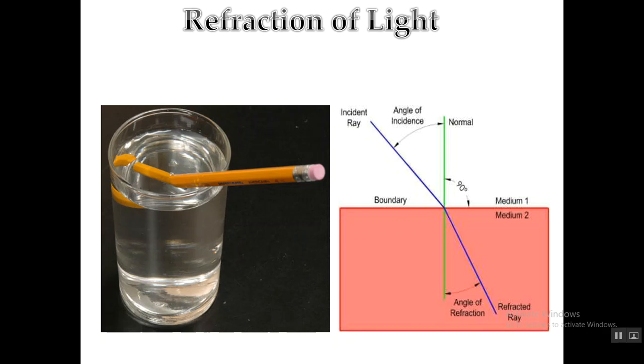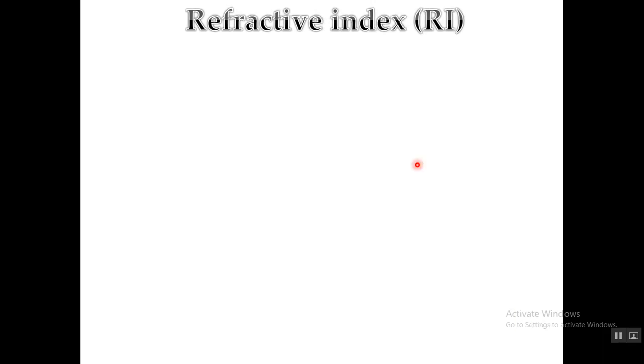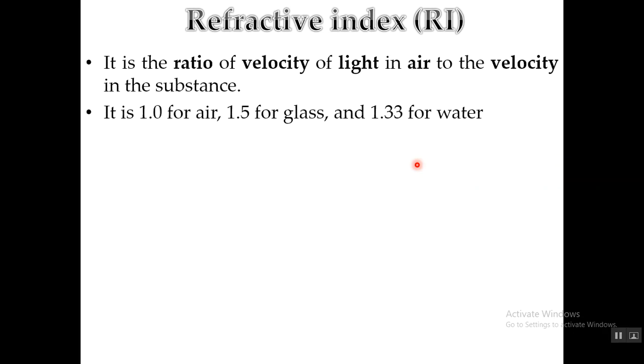The refractive index. What is meant by refractive index? The refractive index is the ratio of the velocity of the light in air and the velocity of the light in the medium or substance. For example, in air, as we know, the velocity of light is 300 million meters per second. To get the refractive index of air, 300 by 300, that is about 1.